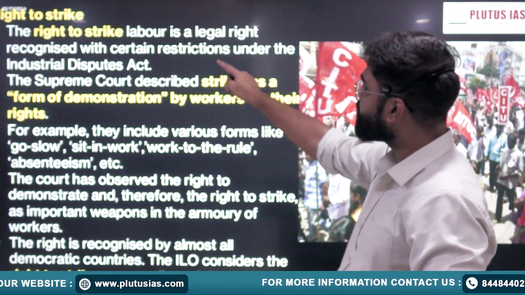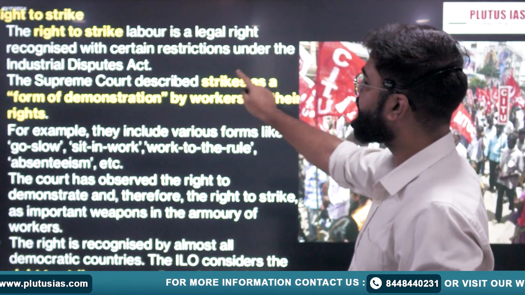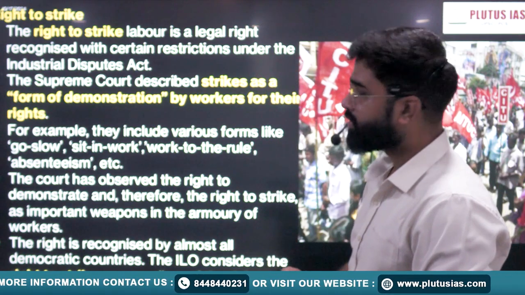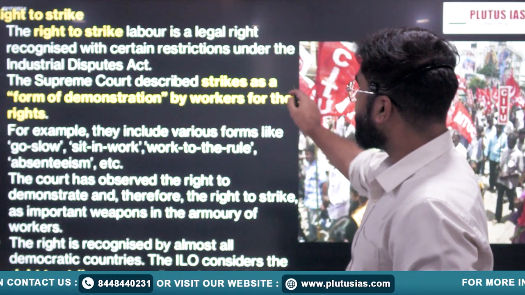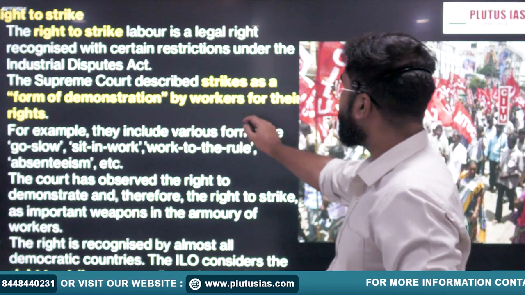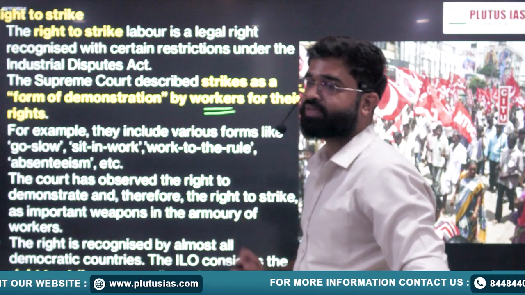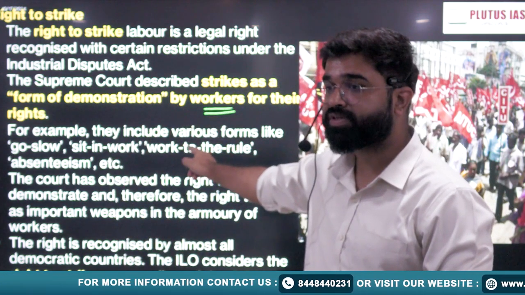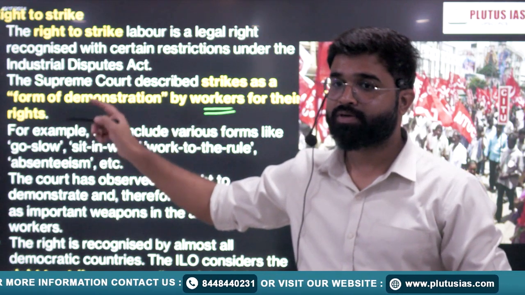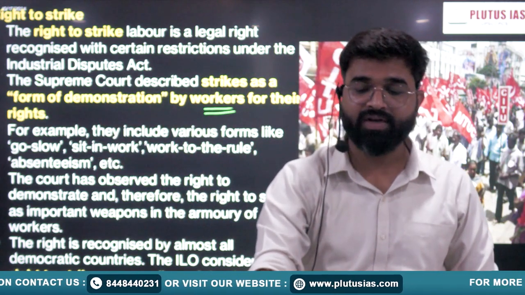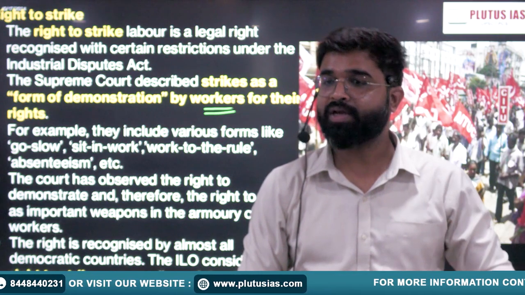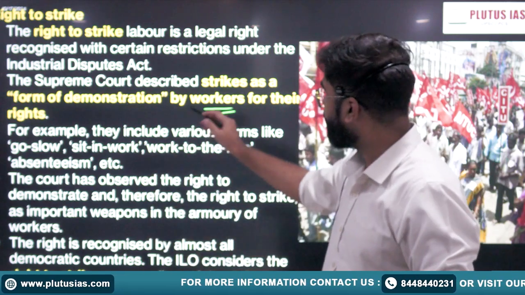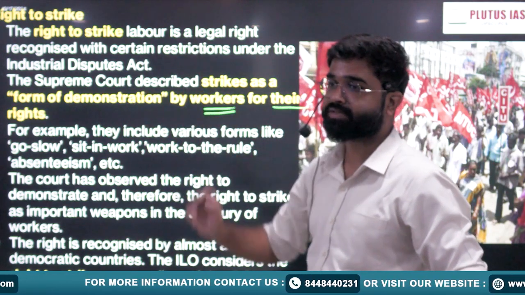Right to strike for labor is a legal right recognized with certain restrictions under the Industrial Disputes Act. Okay. The Supreme Court described strike as a form of demonstration by the workers for their rights. So in strike, only workers are involved, but in protest, everybody can be there. Difference is clear.